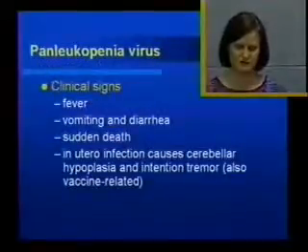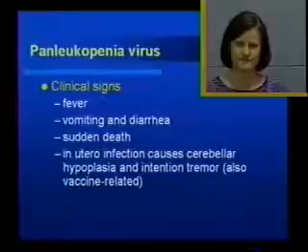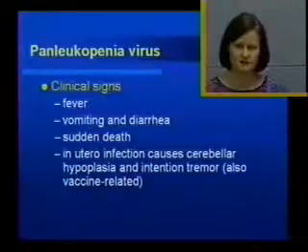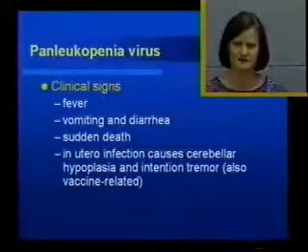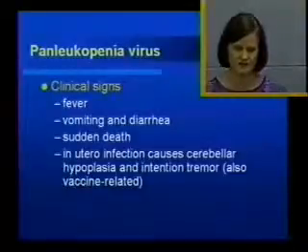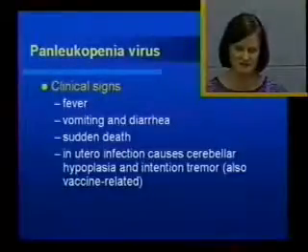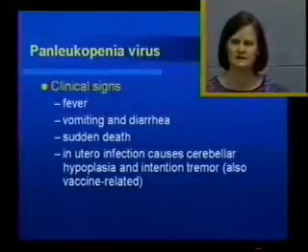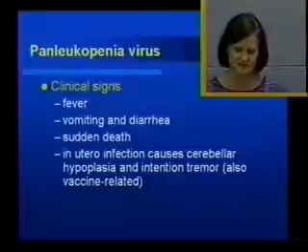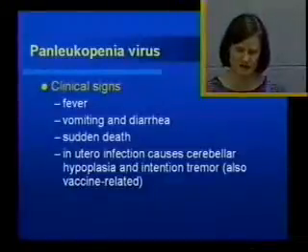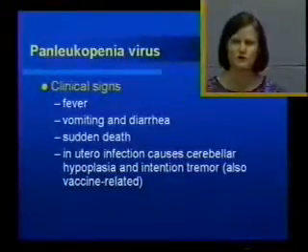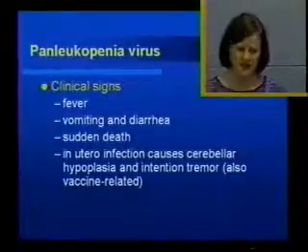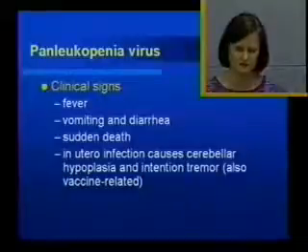Clinical signs of panleukopenia virus in the cat are severe fevers, serious vomiting and diarrhea leading to very profound dehydration, sudden death in some cases, and kittens that are infected in utero before birth can develop underdeveloped cerebellums leading to an ataxia syndrome and intention tremor after birth. This can also occur when pregnant mother cats are vaccinated with live virus distemper vaccines prior to birth.